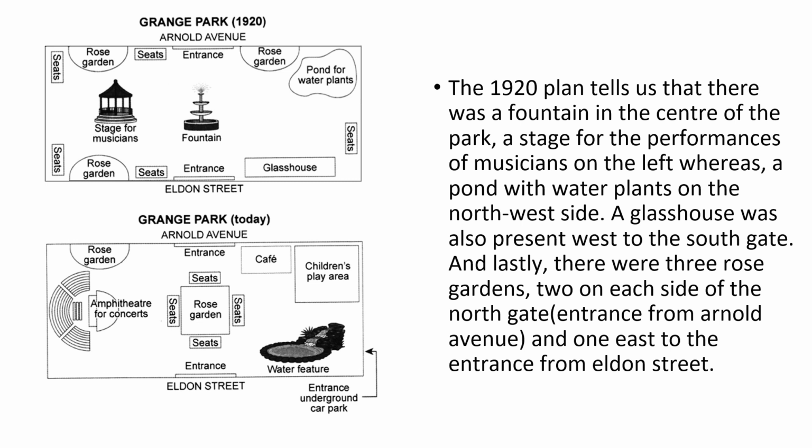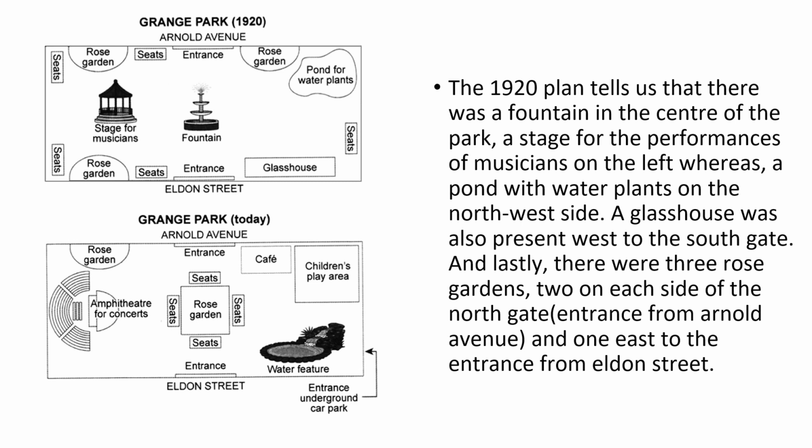In this paragraph, we can see the writer is telling us about the main features of the park in 1920. Basically, he or she has given out all the details here. First, by telling us there's a fountain in the center of the park, and also a stage for the performances of musicians on the left.